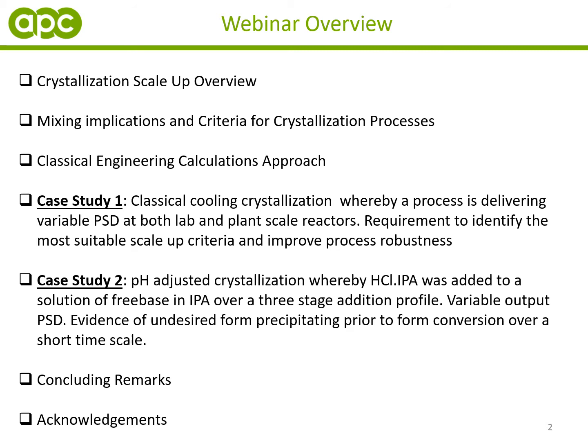The first is a classical cooling crystallization where a process delivering variable PSD, and a second is a pH-adjusted crystallization where a solution of HCl IPA is added to a solution of freebase in IPA over a three-stage addition profile. And similarly, there's a variable output PSD, but also an undesired polymorph precipitating initially that also needed to be controlled. I'll then conclude with some comments and acknowledgements.